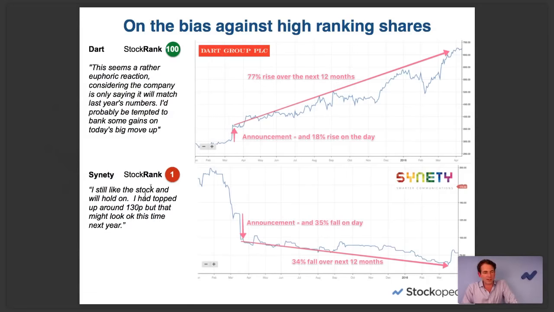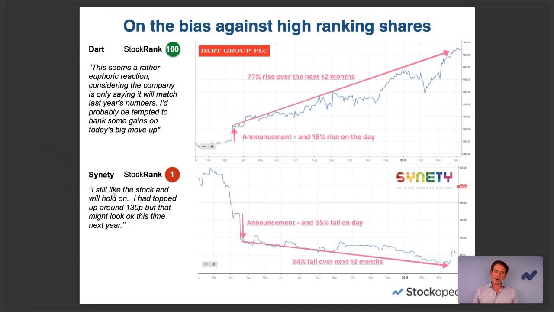And if we look at the opposite, a company called Cinity, it had a stock rank of 1. And I believe it had announced that it was doing a placing. It was going to raise more capital. And it was a placing at a discount. So the shares fell 35% on the day. And there was a flurry of 50 comments on the site.